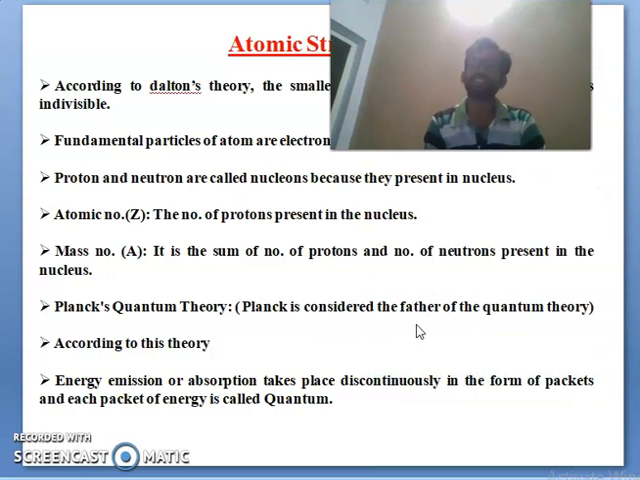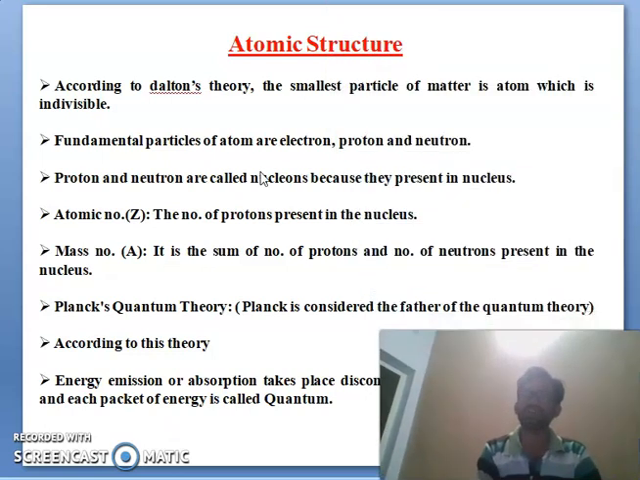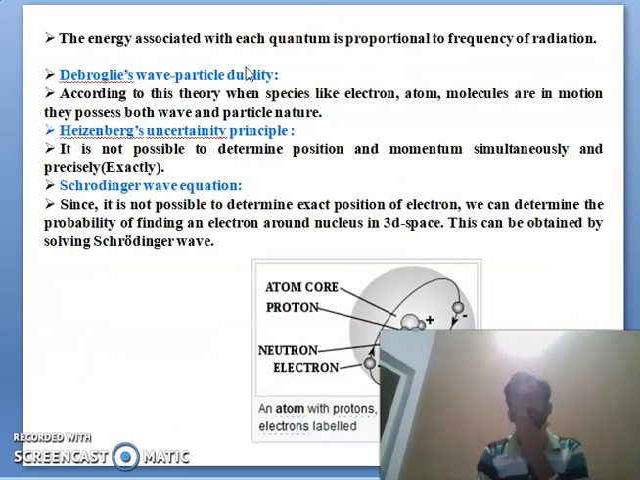You can see here Planck's quantum theory. Planck is considered the father of quantum theory, and it is one of the main topics in atomic structure. According to this theory, energy emission or absorption takes place discontinuously in the form of packets, and each packet of energy is called a quantum. The energy associated with each quantum is proportional to the frequency of radiation. Next we will look at de Broglie's wave-particle duality.